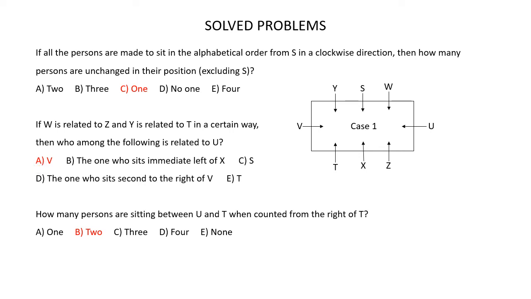How many persons are sitting between U and T when counted from the right of T? You're given 5 options here and you have to find out which of these options is the correct one. So you have to find out how many persons are sitting between U and T when counted from the right of T. So T is here, from the right of T is this way till U. So there are 2 persons sitting between U and T. The correct answer is option B, 2.